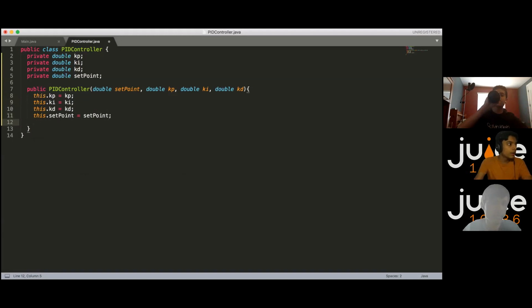All right, so now I'm going to define some other variables, and these might be confusing at first, but I'll explain what they do later on in the code.